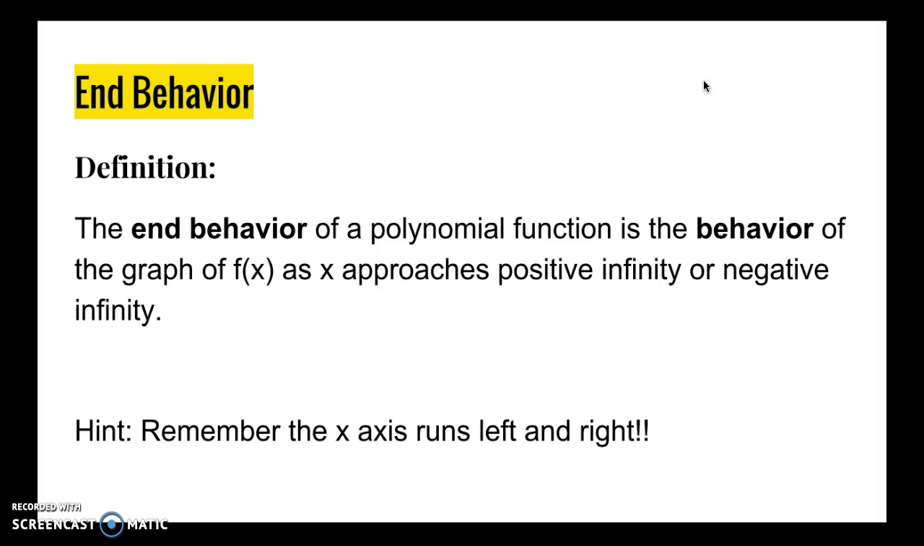So let's actually define end behavior. The end behavior of a polynomial function is the behavior of the graph of f of x as x approaches positive infinity or negative infinity. And as we start to look at our graphs, just remember that the x-axis runs left and right. So we'll always look at the x-axis first, followed by what's happening to our f of x, which really is just y equals.